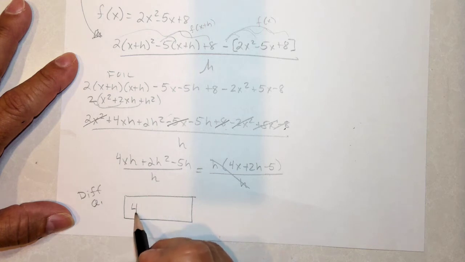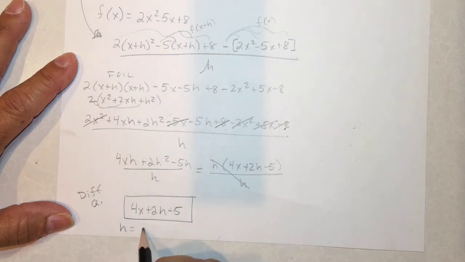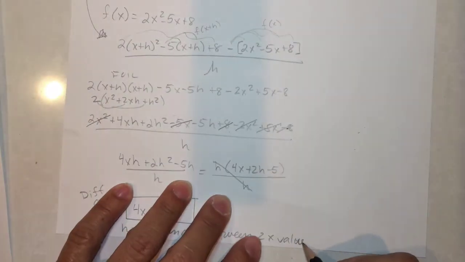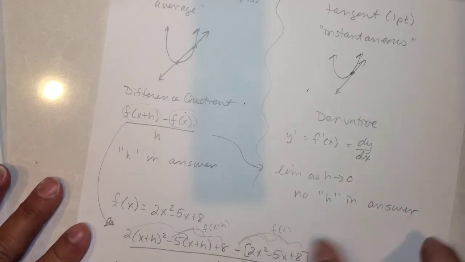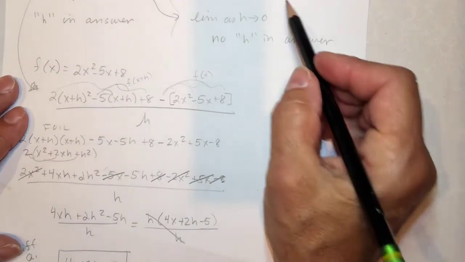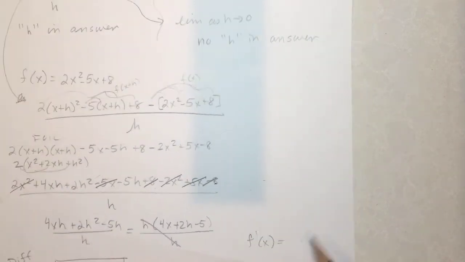So my difference quotient answer is going to be 4x plus 2h minus 5, keeping in mind that h is representing the distance between whatever two x values are given. So you're trying to be working with 2 points on the graph. They're each going to have a different x value, and so the space between them is going to be your h.